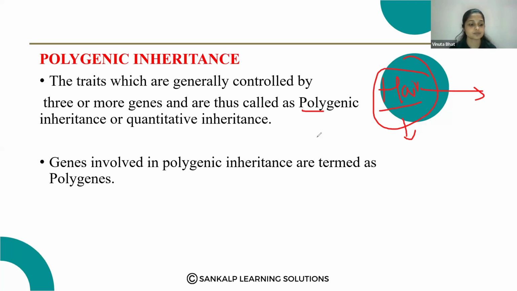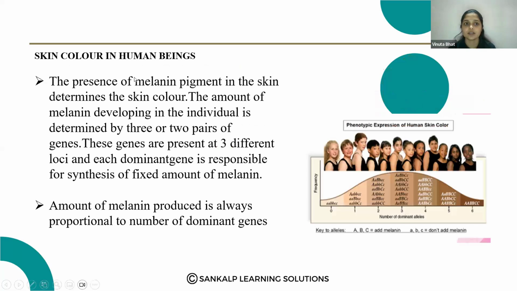So here, the genes involved in polygenic inheritance are termed as polygenes. So what are they called? Poly means many. So here many genes are controlling the single character. That is the simple meaning of polygenic inheritance. The skin color is an example of polygenic inheritance.